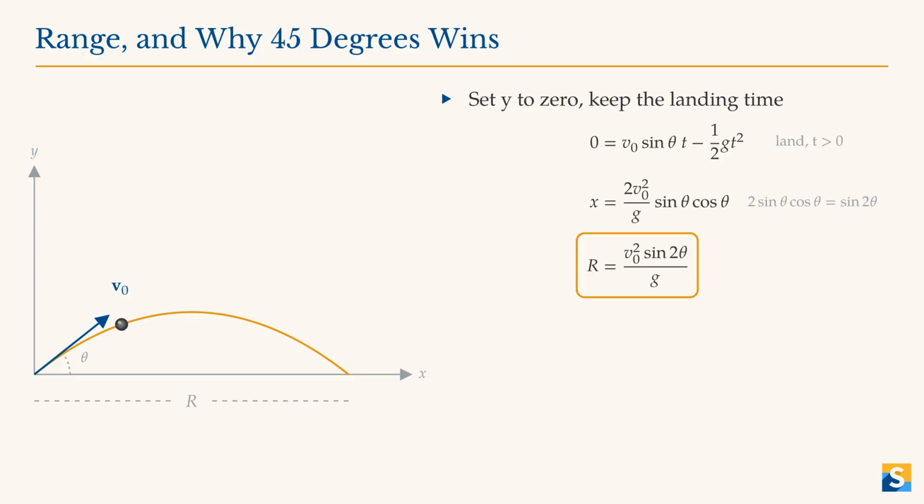Which angle throws farthest? Differentiate the range with respect to theta. The derivative rides cosine of 2 theta, and it vanishes when 2 theta reaches 90.